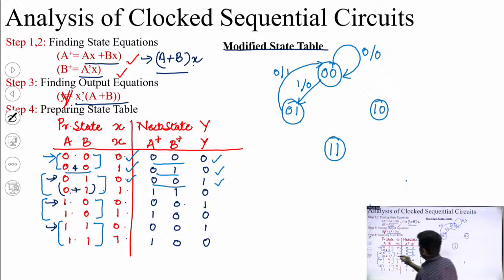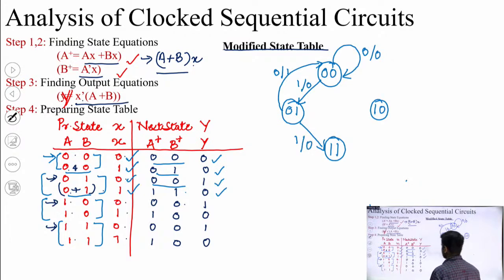Okay. Fourth row, 0 1, input is 1, you will reach 1 1, that means this transition. If you apply 1 input at this 0 1 state you will reach 1 1, and at this point of time output is 0. Okay. Then fifth row, 1 0, current state is 1 0, and if you apply a 0, that means here you are in 1 0 and you apply a 0, you will reach 0 0, and output is 1.